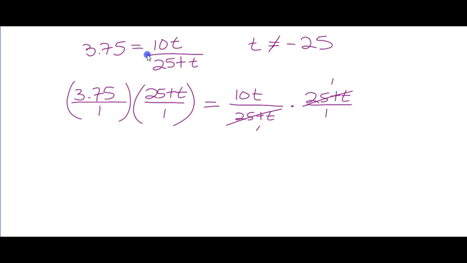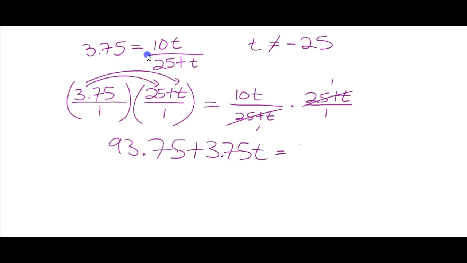3.75 times 25. I'll let one of you do. It's like 100, it's 75, and then 80-something point something. 93.75? Yes. Okay, so that's this times this, plus 3.75t is equal to 10t.